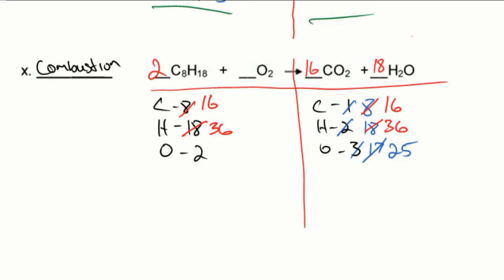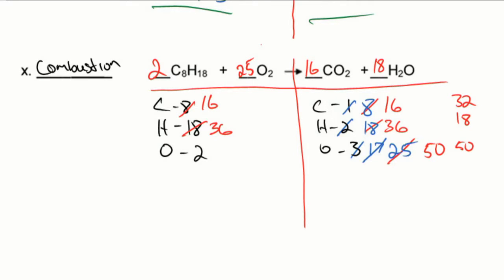You added incorrectly. Okay, that's minor. 16 times 2 is going to be 32, and then I have another 18. So 32 and 18 is 50. So this goes to 50 oxygens, so I can put a 25 in there. Those numbers just got really, really big because I doubled everything.